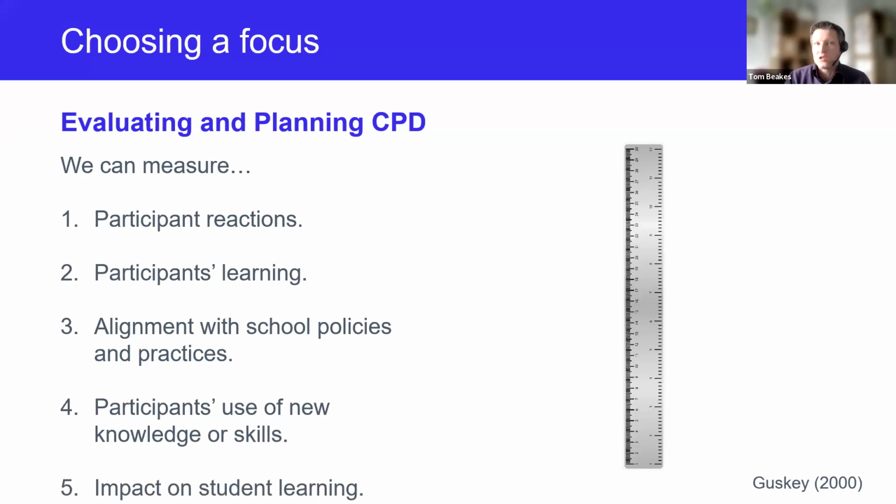And obviously notoriously difficult to do, but let's imagine we want to improve students' writing and we do some CPD around developing writing, then we might be able to use their writing scores as evidence of potentially that having an impact. So why am I talking about evaluating CPD when we haven't even begun talking about what it might look like? Well, there is a reason.